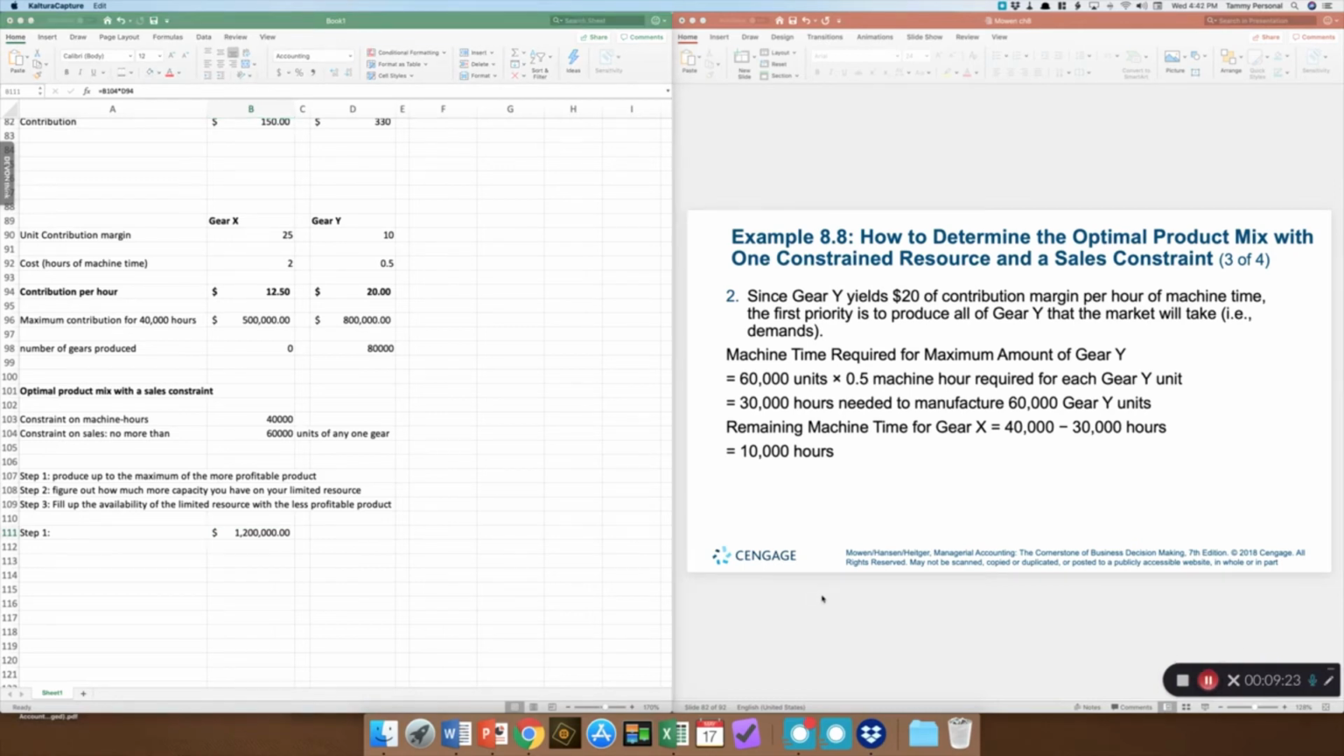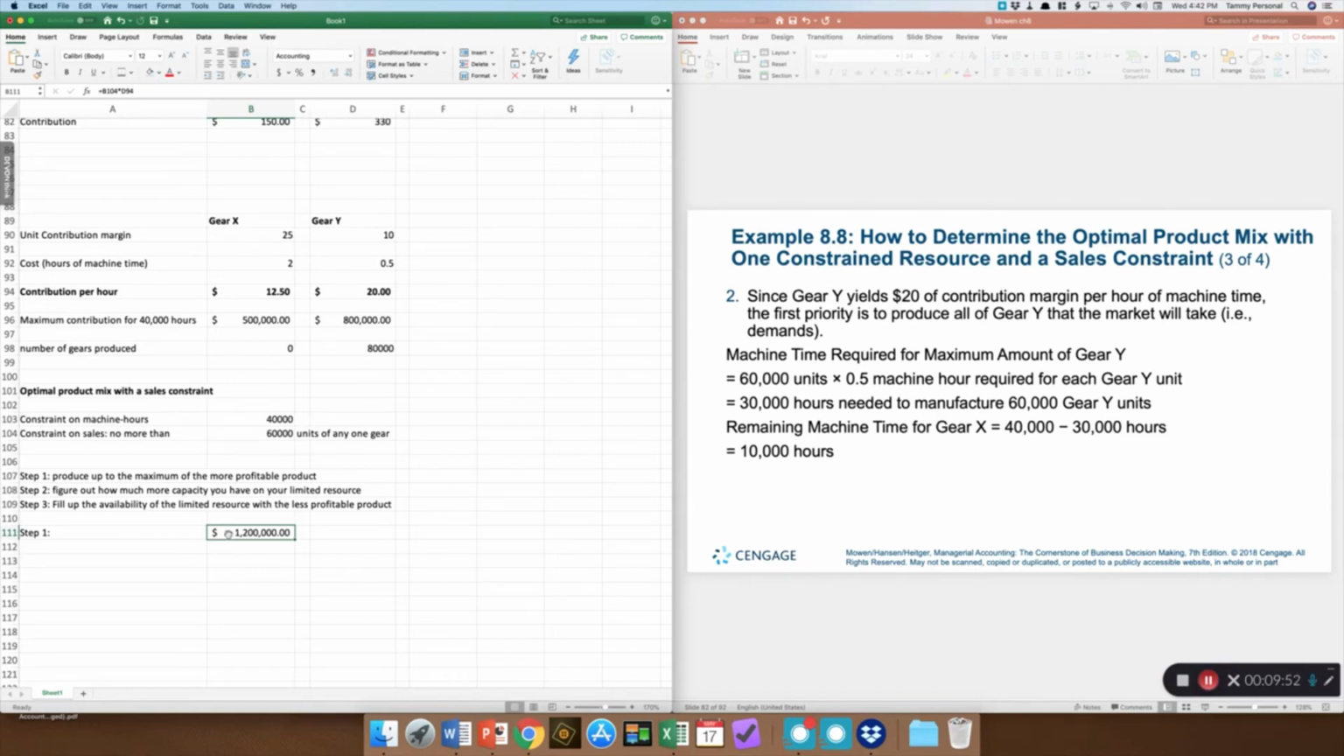I'm sorry, I had a little mental problem there, and I debated whether to take it out of the video or let you see me making a mistake and then fixing it. And again, this is the beauty of Excel. I made a mistake. I see that this number can't be right, and the thing that I got wrong was I multiplied the units that I can produce by the contribution margin per hour of machine time rather than the contribution margin per unit.